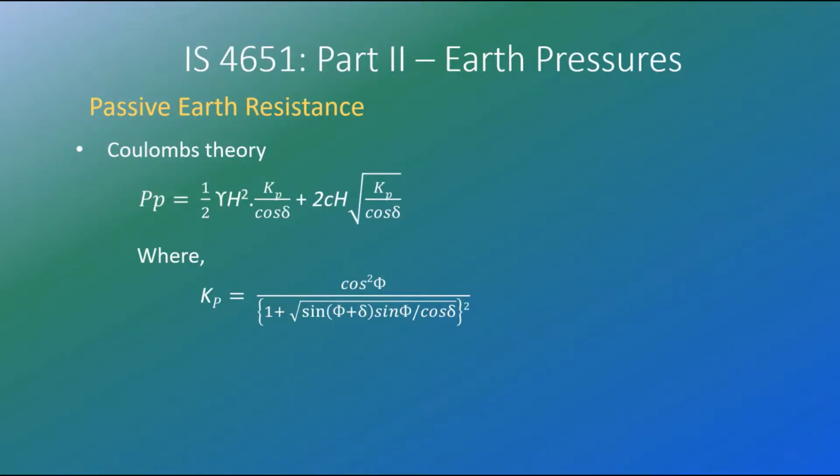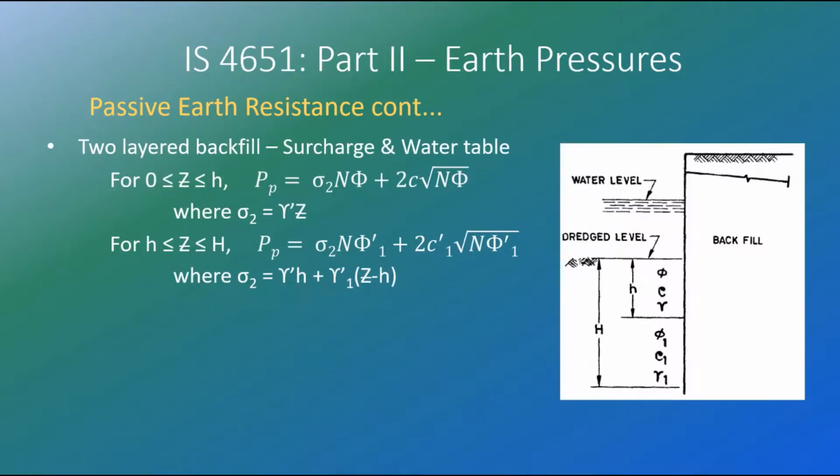Similar to active earth pressure, we have equations for passive earth resistance as developed by Coulomb. Again, for a two-layered backfill soil, this set of equations shown will help us in determining the pressure. The figure shown on the right is a sheet pile wall with an anchor system.